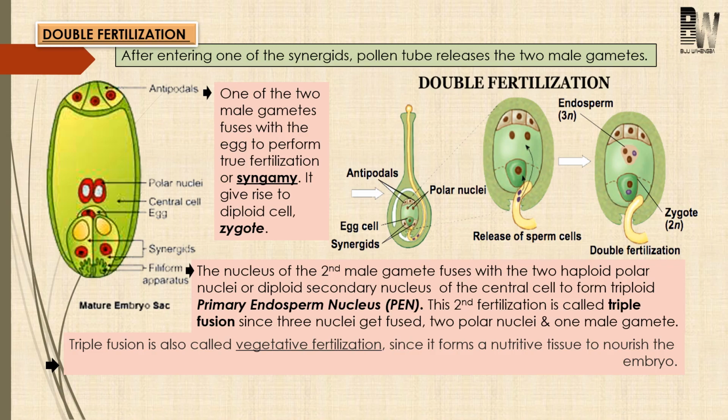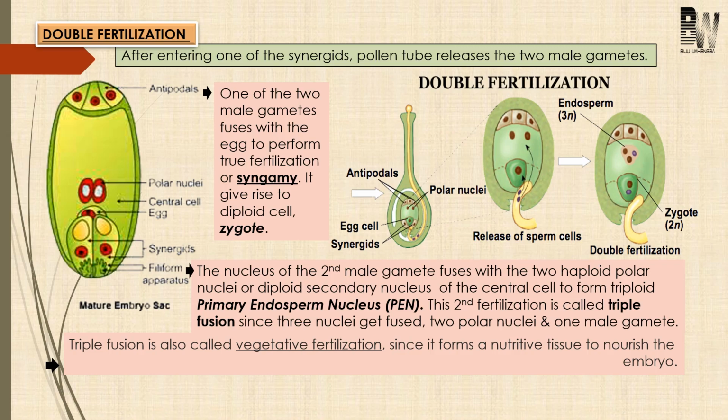Again, the second male gamete will fuse with the two haploid polar nuclei, or if they are fused together, the diploid secondary nucleus, to form the primary endosperm nucleus. This second fertilization is known as triple fusion because three nuclei are involved in this fusion. Triple fusion is also known as vegetative fertilization, because after triple fusion, a nutritive tissue is formed.